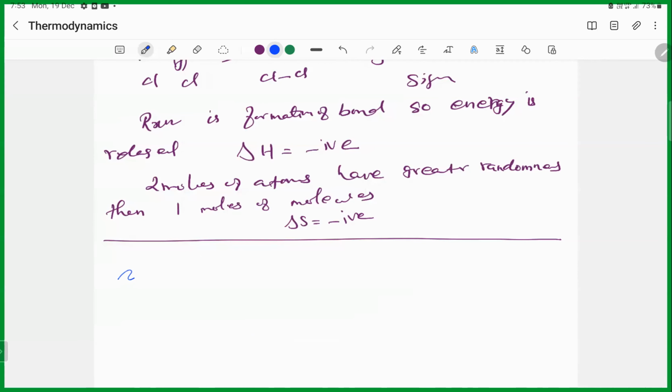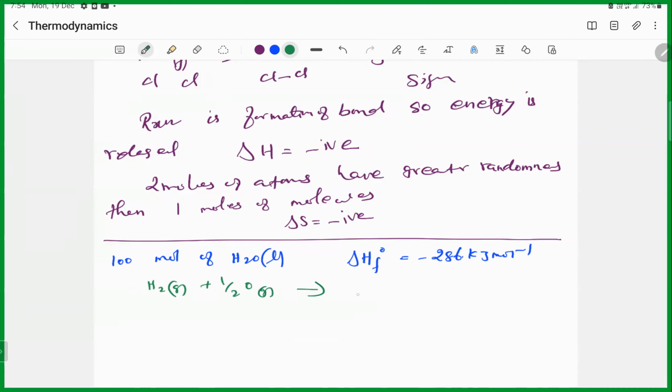Sir. So the next question: calculate the entropy change in surrounding when 1 mole of water is formed under standard condition. Delta H of formation is minus 286 kilojoule per mole. Okay, that means that reaction is hydrogen gas plus oxygen gas gives H2O molecule, liquid. So the gas converted into liquid. So the delta Hf is minus 286 kilojoule per mole.